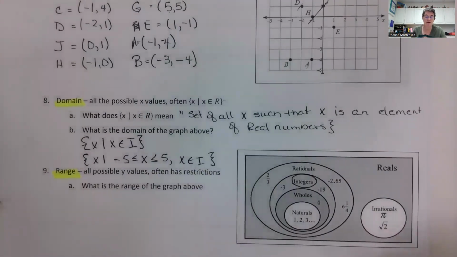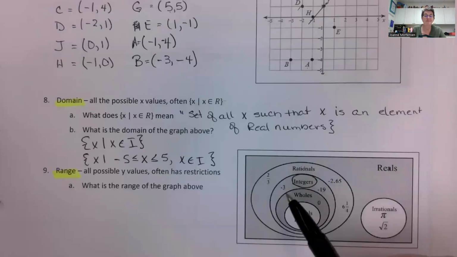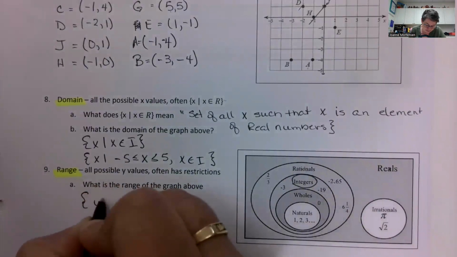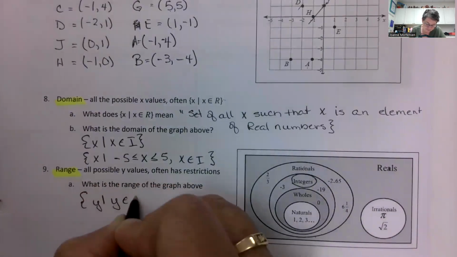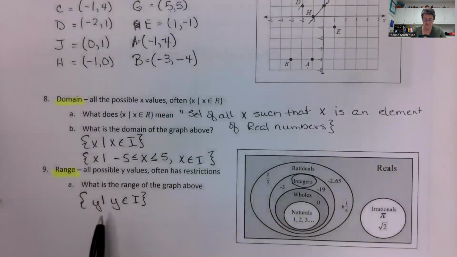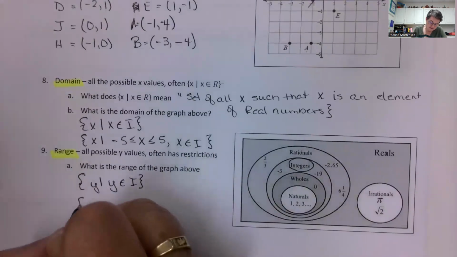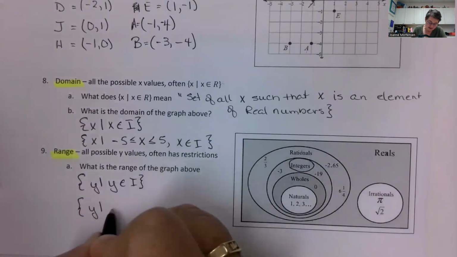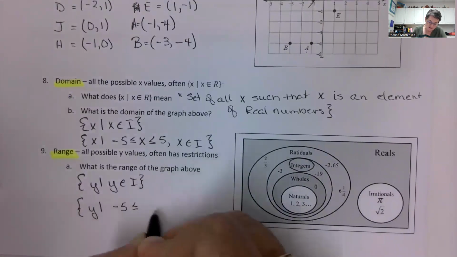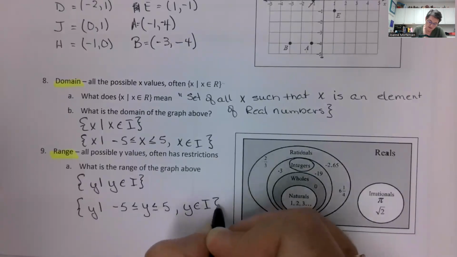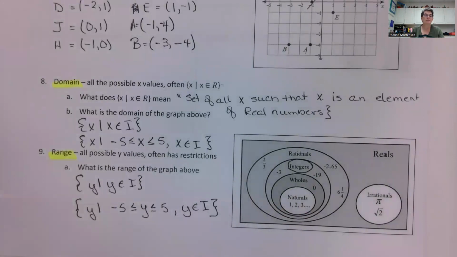Sometimes it's y is an element of real numbers, which means anything will go, but not always. So we have to be careful. But it's going to be similar. So it's the same pattern, except we put y's in instead of the x's. And I can be all fancy. y such that from -5 is less than or equal to y, which is less than or equal to 5. y is an element of integers. That would get you some serious bonus marks.